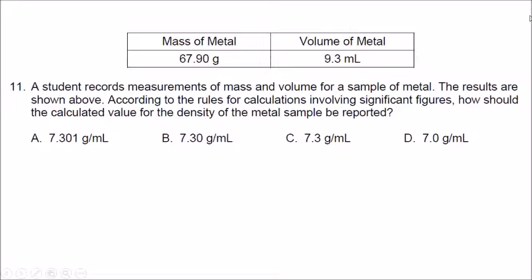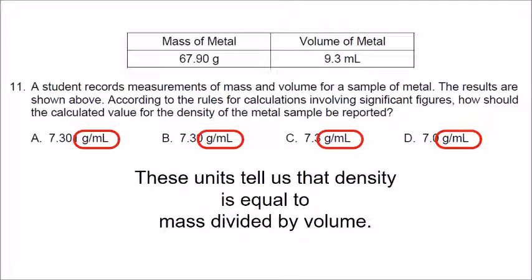Number 11. A student records measurements of mass and volume for a sample of metal. The results are shown above. According to the rules, for calculations involving significant figures, how should the calculated value for the density of the metal sample be reported? Now suppose you forgot the formula for density. Take a look at those units, grams/milliliters. That means grams divided by milliliters.